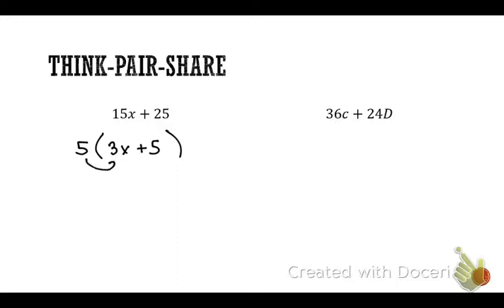So what's 5 times 3x? 15x. And what's 5 times 5? 25. Very good. Now, what do you notice that's different about the next problem? There's 2 variables, okay? So remember, I can only pull out the common factors. So do I have a common variable between the 2 terms? No, I don't. So now I'm going to try to target my largest factor between the 2 of them.